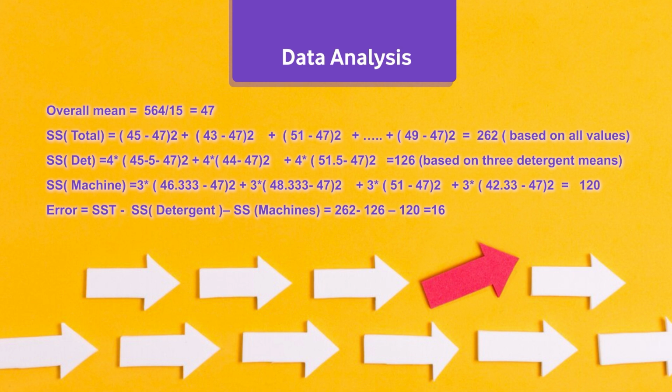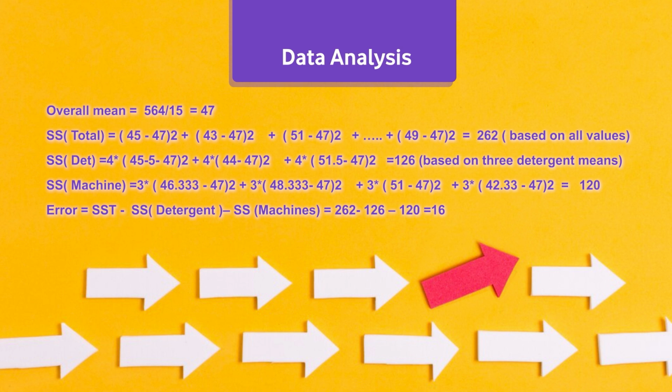Similarly, for the second machine, 4 into 44 minus 47, square of that, 3 into 48.33 minus 47, square of that, plus the third machine, average 51 minus 47, square of that into 3, and for the fourth machine, the mean is 42.3 minus 47, square of that into 3. If you add all these components, we get a total value of 120. So, the total variation is 262, the sum of squares between detergents is 126, and the sum of squares between machines is 120.